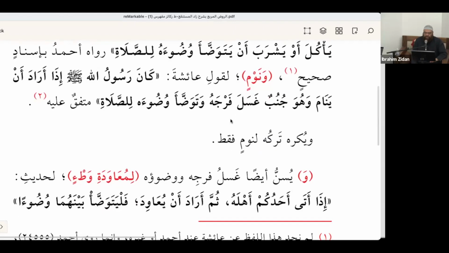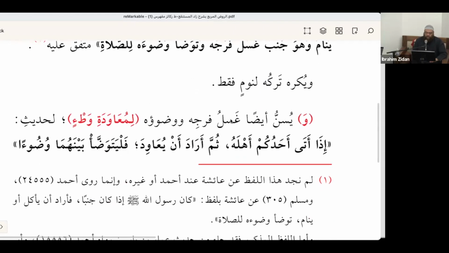ويكره تركه لنوم فقط. It's disliked to leave the wudu for only sleep. That means if a person doesn't make the wudu for eating and drinking, it's not makruh, but for sleeping, yes.